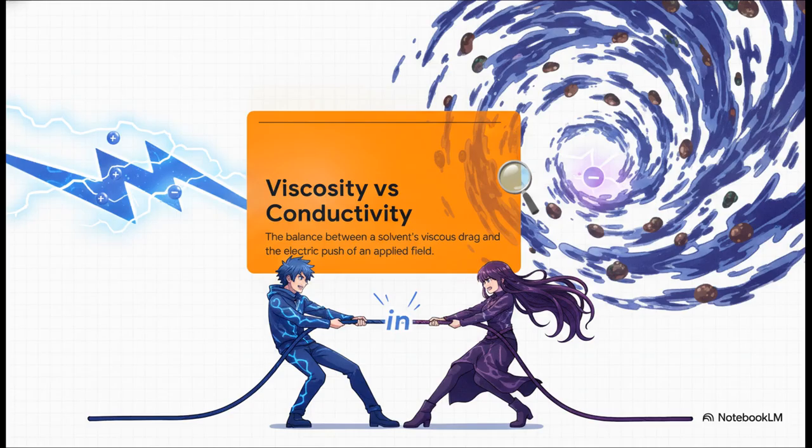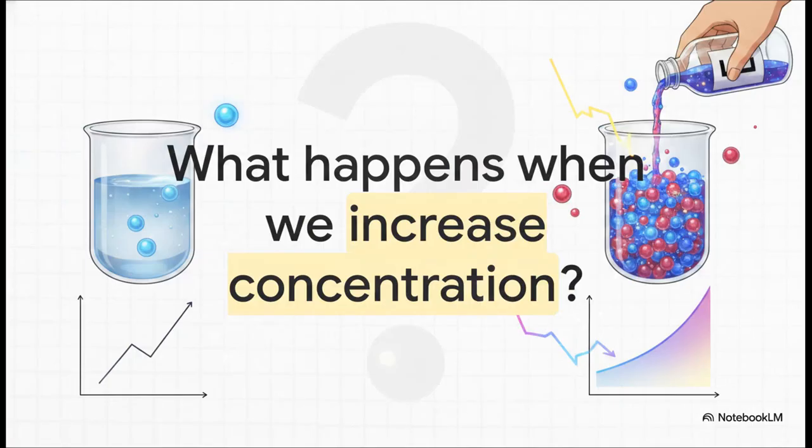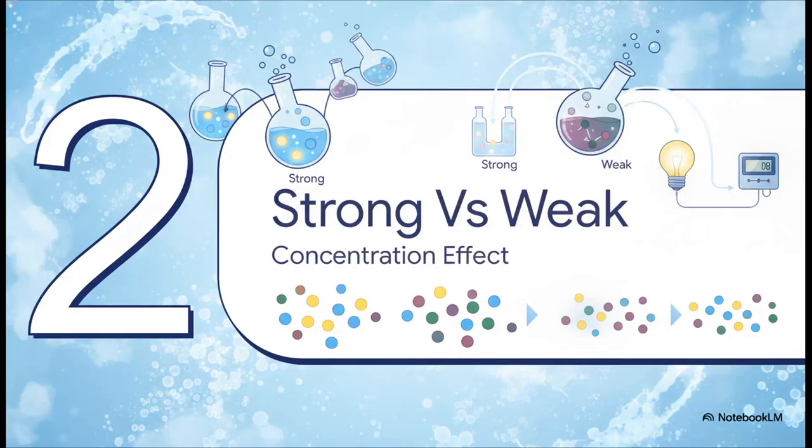the solution's conductivity. Now, here's a question for you. What happens when we scale things up? Like, if we just keep adding more ions into the mix, increasing the concentration, does the conductivity just keep going up in a straight line? Well, it's not that simple. It really depends on what exactly we're dissolving. Which brings us to part 2, strong versus weak electrolytes, the concentration effect.